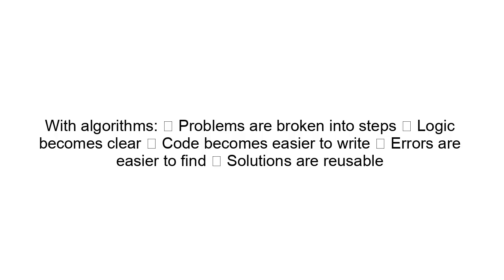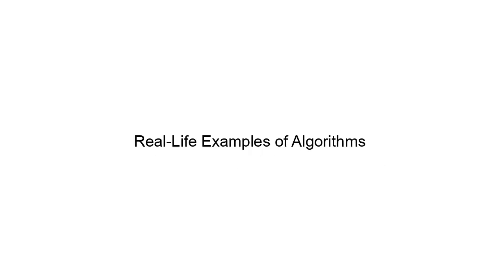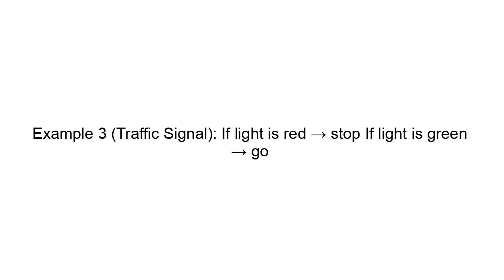Real-life examples of algorithms. Think of algorithms like daily routines. Example 1, brushing teeth: take toothbrush, put toothpaste, brush teeth, rinse mouth. That is an algorithm. Example 2, cooking rice: add water, add rice, boil, drain water, serve. Example 3, traffic signal: if light is red, stop. If light is green, go. So, steps equals algorithm. Action equals result.